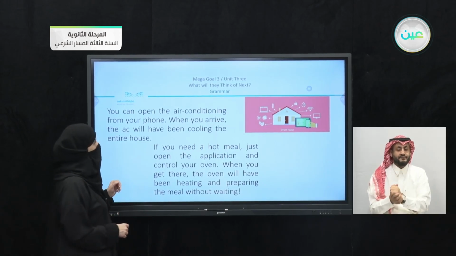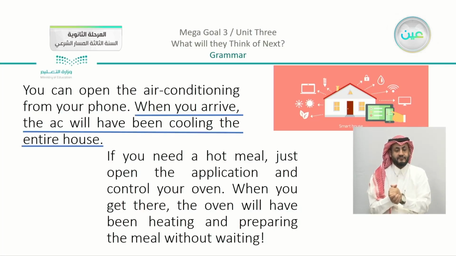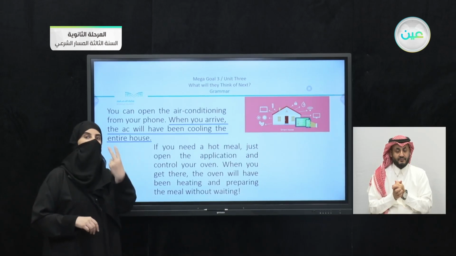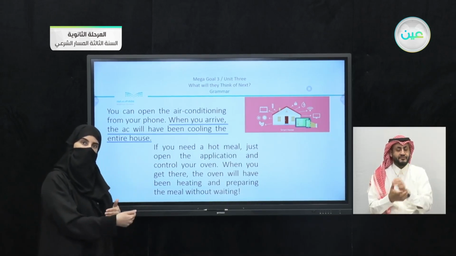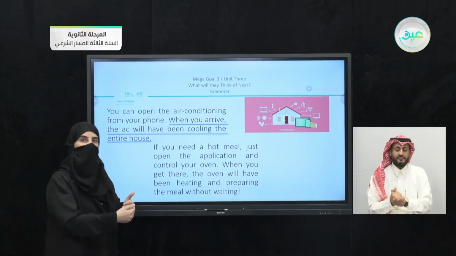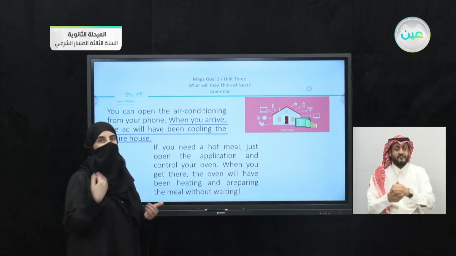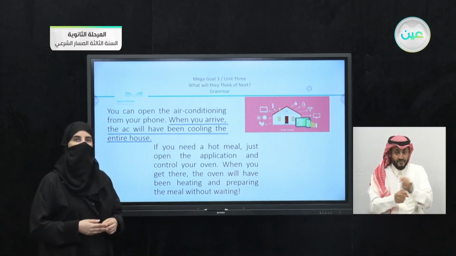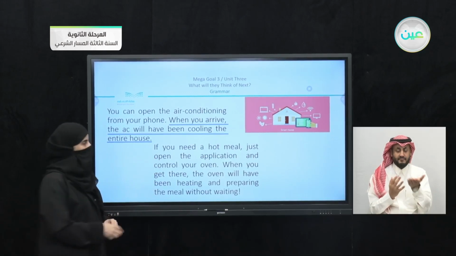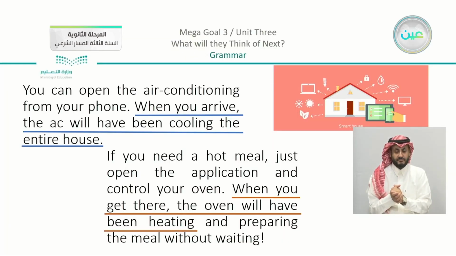Now you can see that we have the phrases, the forms. When you arrive, the AC will have been cooling. Just think about it. We are talking about two actions. Have you arrived yet? Not yet. So when you arrive, the AC will have been cooling, which means that the AC will have been working before you arrived. Two actions. The second part, what are we talking about? Yes, the same idea. When you get there, the oven will have been heating. So the same meaning in two different examples for you. Moving on.